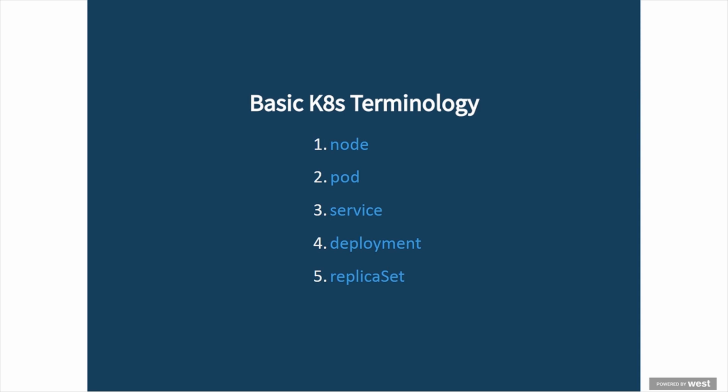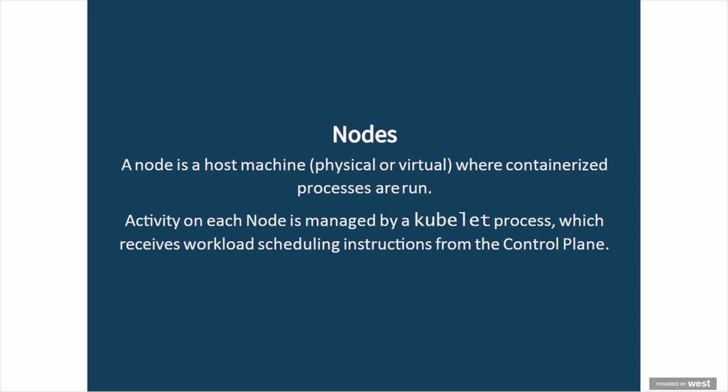Kubernetes includes a set of basic API primitives that we'll interact with. The first 5 terms that we'll cover are node, pod, service, deployment, and replica set. I've already mentioned nodes when talking about the control plane, but more specifically, a node is a host machine, this could be physical or virtual, where your containerized processes are run. Activity on each node is managed by a kubelet process, which receives workload scheduling instructions from the control plane.